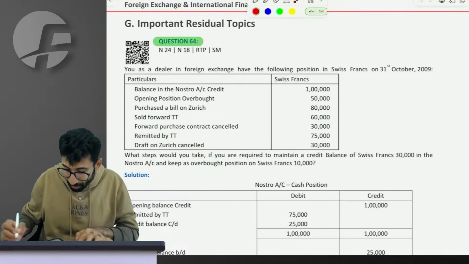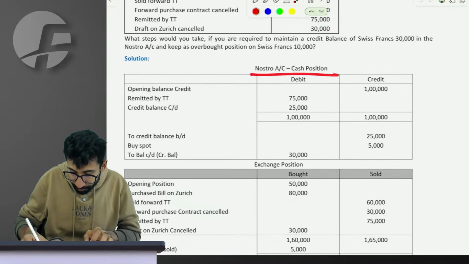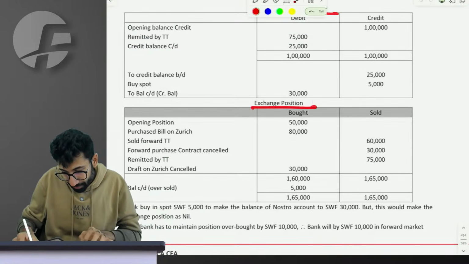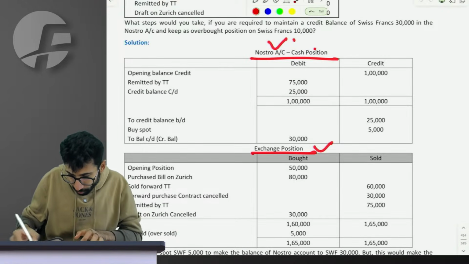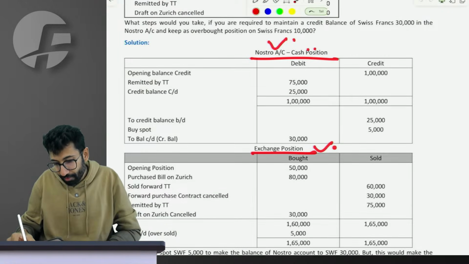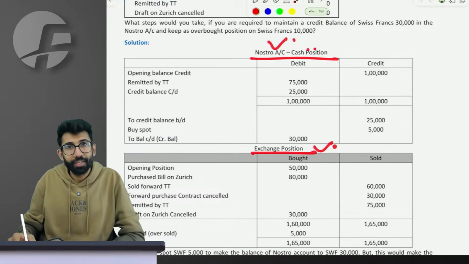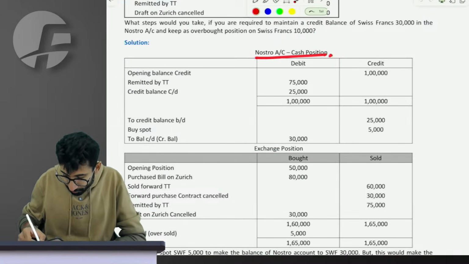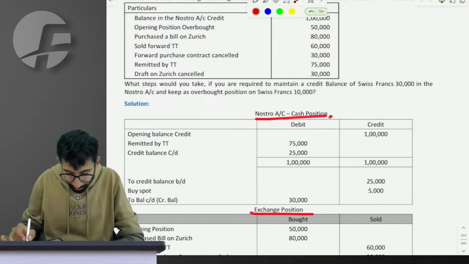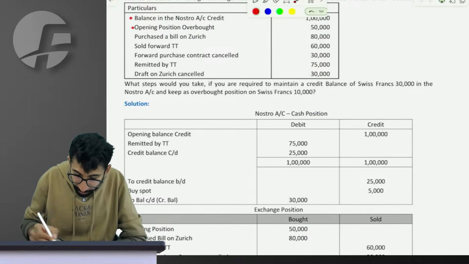Fine. So how do we create the thing? First we create a nostro account, then we create an exchange position. Always remember this sequence. Sir, why do we have to remember this sequence? I will tell you later. Nostro is first, then you create the exchange position.